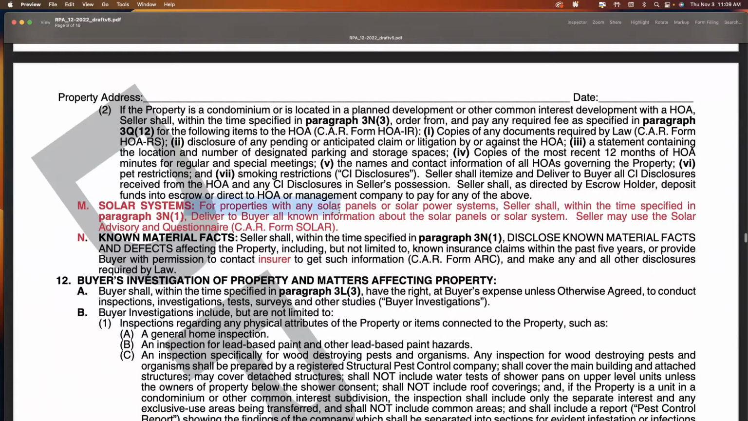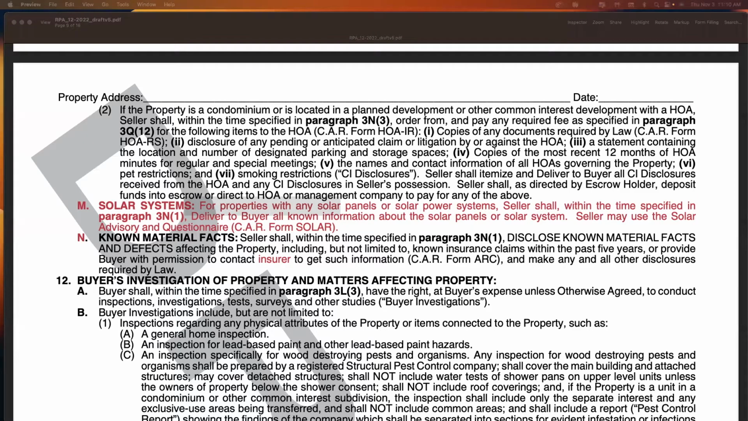For properties with any solar panels or solar powered systems, sellers shall, within the time specified in the 7 days, disclose anything they know about the solar panels. And there's a new solar disclosure and questionnaire form, and I'll show that to you guys in a moment. So those are the changes coming up to the RPA. Okay, let's move on to the next one.